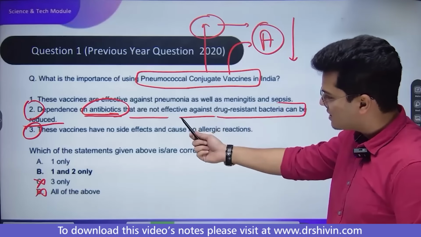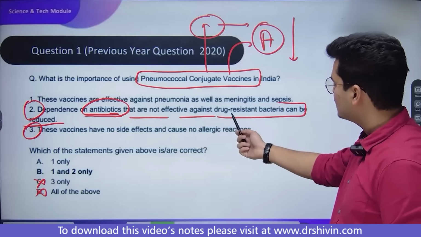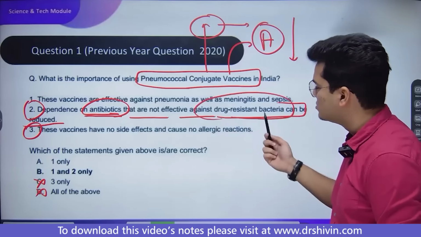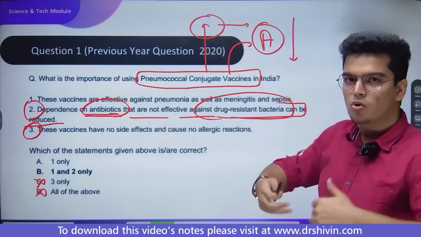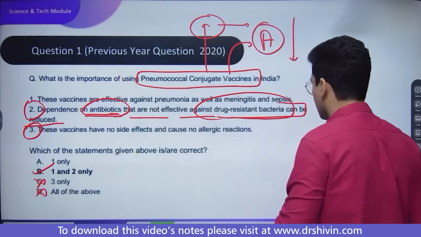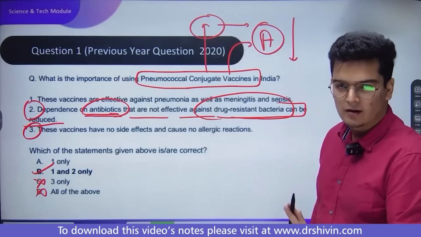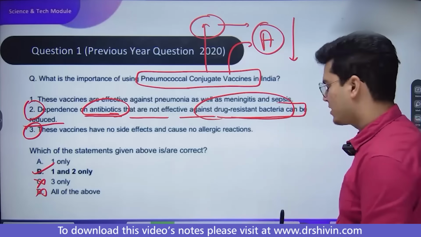So the second statement is correct. Dependence on antibiotics that are not effective against drug resistant bacteria can be reduced. I will reduce this dependence because I am using the body's own immune system. The answer here is B. Getting the first question wrong is allowed, this was tough, we will study antimicrobial resistance tomorrow, so it's okay.